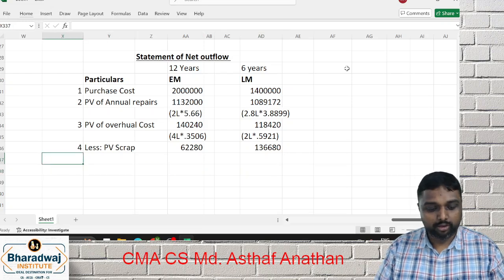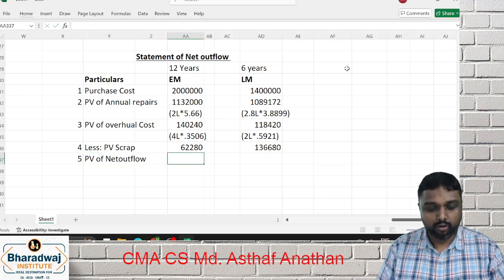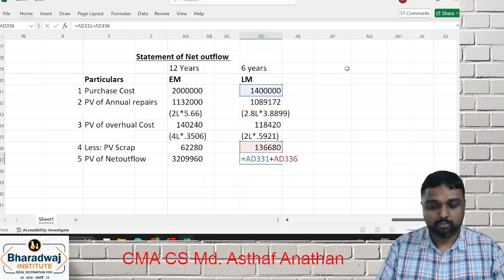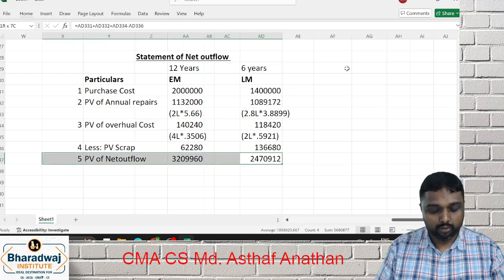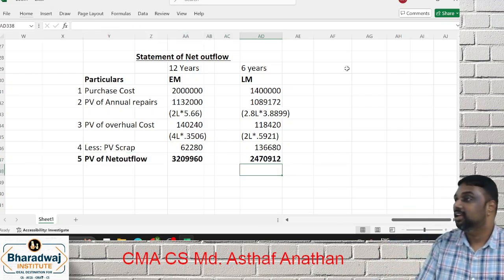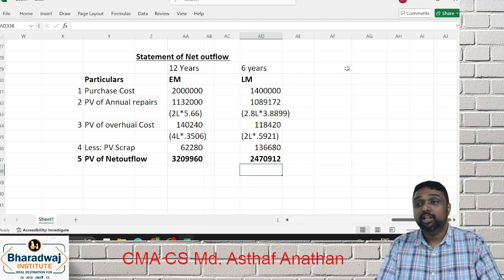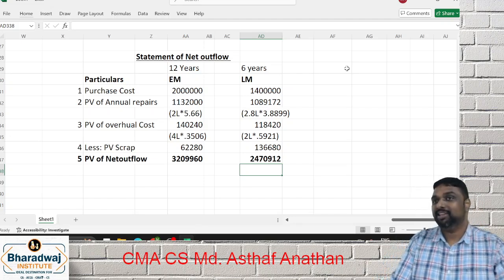Now you are able to get what is called the present value of net outflow. You have to take this plus, minus. Now can you take a decision with this? One year for 12 years, we discussed the concept. So it is outflow now. Lower the outflow, better the option.